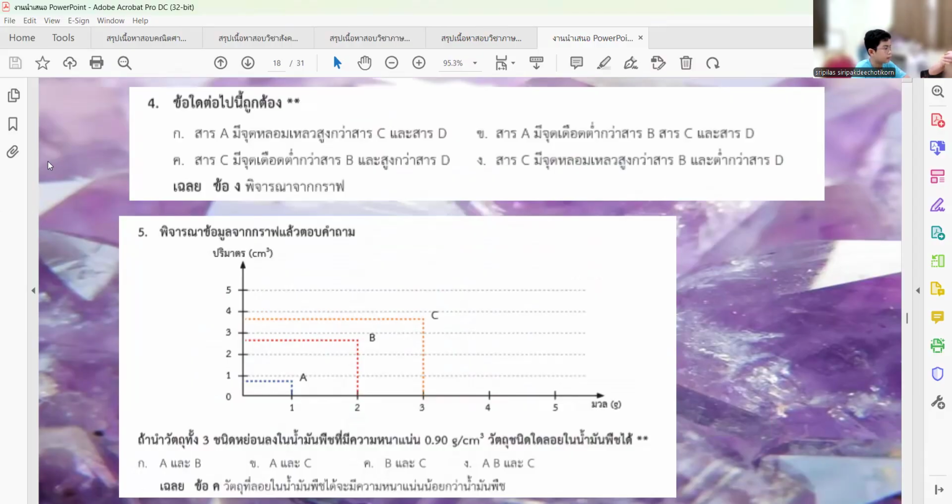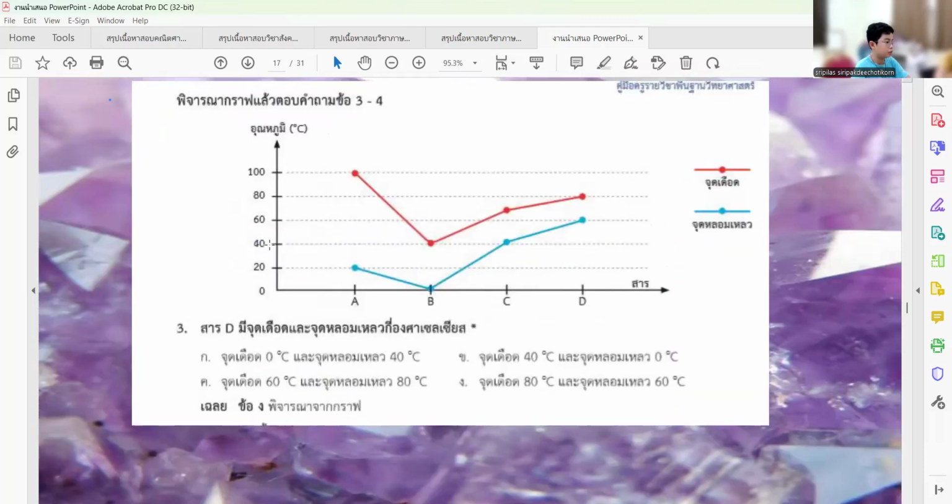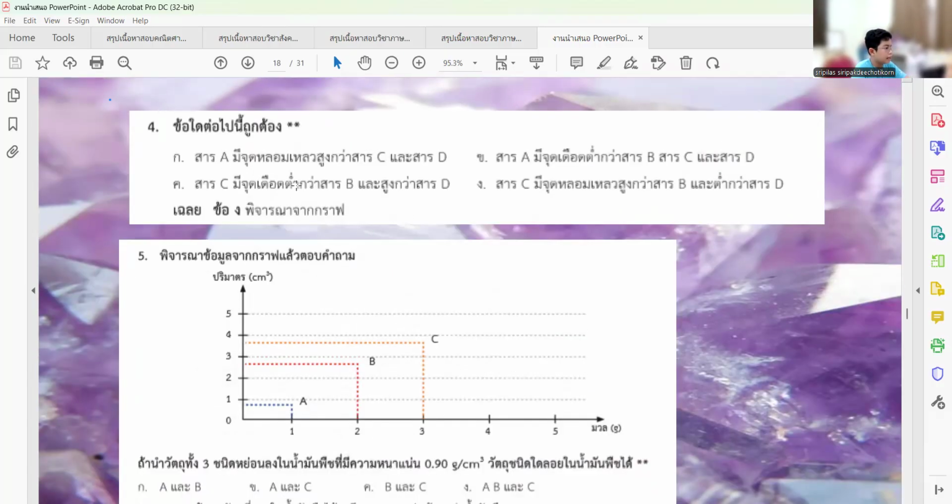Okay, let's go. Look at the end of the graph only. Which one is correct? Substance A has a higher boiling point than C and D. Let's see if it's true.